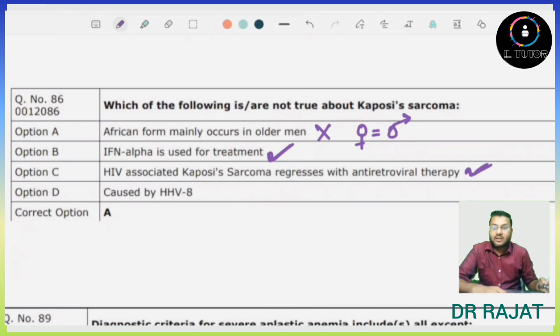Caused by HHV8. So we know that Kaposi sarcoma is associated with HHV8, which is a virus. So antiretroviral therapy also act here, and it is caused by HHV8. This is true. So answer will be option number A, that African form mainly occur in older men. This is not true. It is same for both male and female.